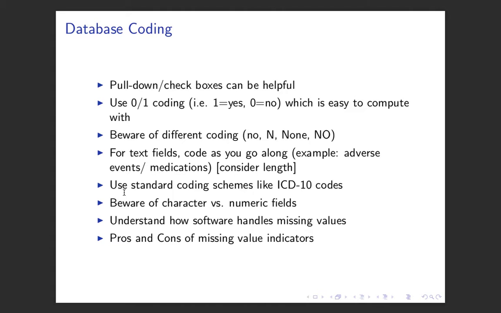And then missing value indicators. Sometimes people like to have a variable like, is it missing or not? That could be useful when you're doing missing data analysis. Sometimes people just like to use those indicators in their models. That can be useful, but there might be better ways of doing it.